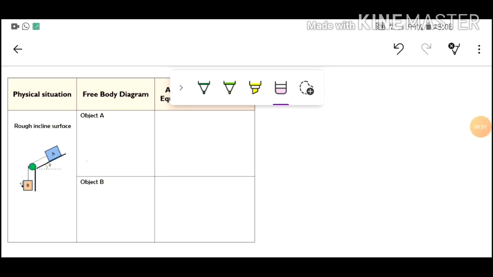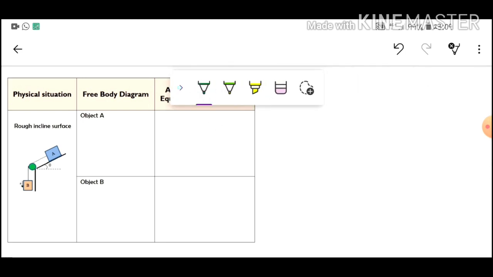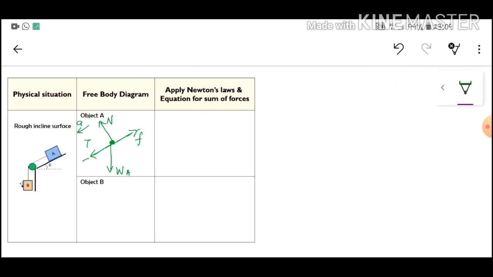For this system, object A on the rough inclined surface, first we need to sketch the free body diagram for object A. So this is the inclined plane and object A is a point object. The forces exerted are the normal force, perpendicular to the surface, the weight Wa, and a tension because there is a string connecting object A and object B, and the friction force, which opposes the direction of motion of the object. Now we will apply Newton's law of motion.